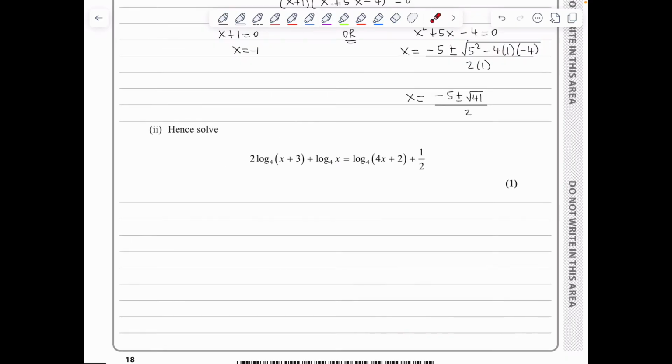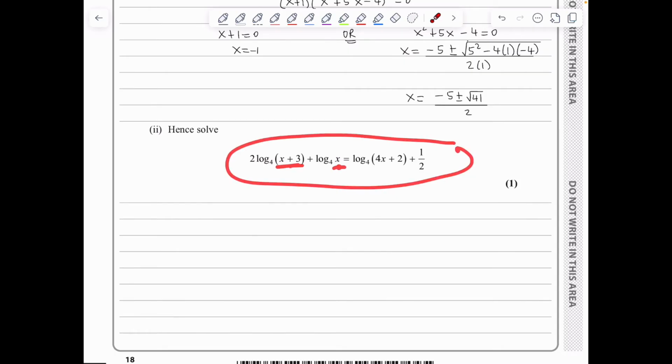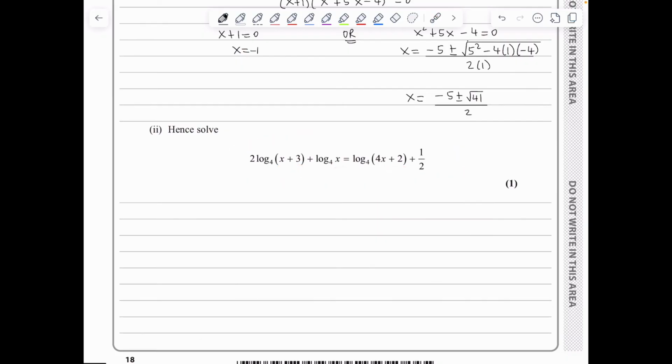And finally, we're asked to solve the original logarithmic equation. Well, we know that the logarithm is well defined when its argument is positive, so I will start by pointing out that we need x+3 to be greater than 0, and x to be greater than 0, and 4x+2 to be greater than 0. So this means we need x to be greater than −3, x to be greater than 0, 4x to be greater than −2, which means that x is greater than −a half.